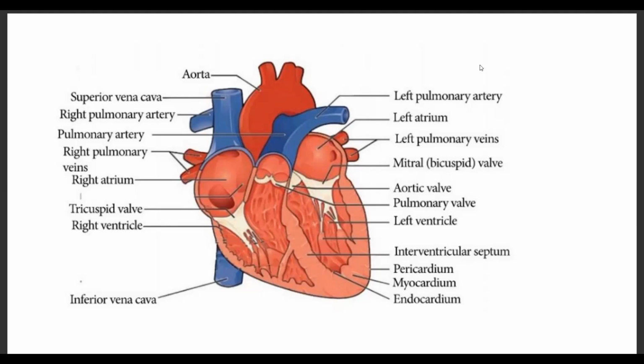to the lungs. Then, two pulmonary veins from each lung carry oxygen-rich blood back to the left atrium. Next point, left atrium passes oxygen-rich blood into the left ventricle. Next point, left ventricle pumps oxygen-rich blood into the aorta.